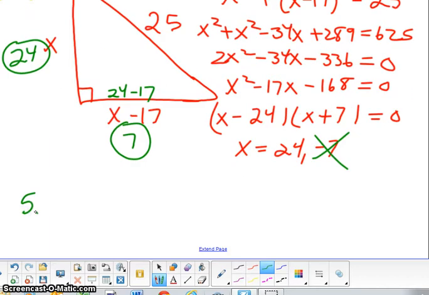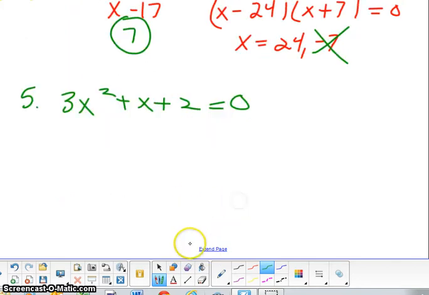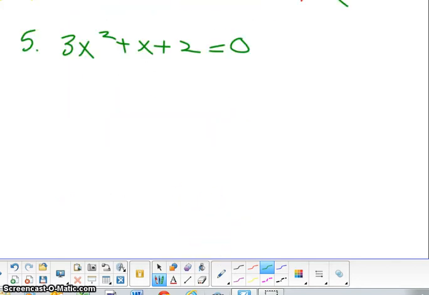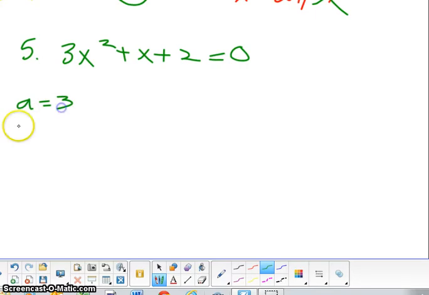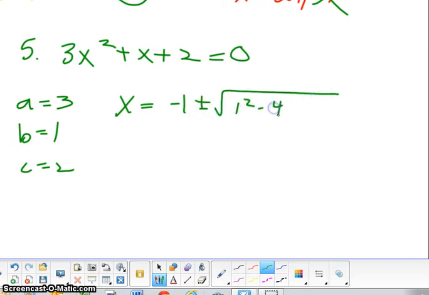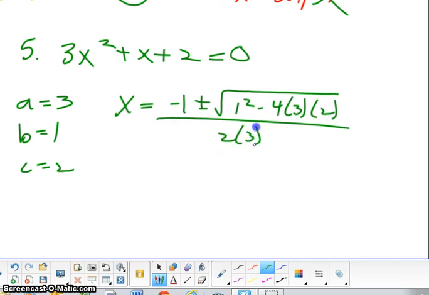Number 5, we have to solve by using the quadratic formula. On this one, it's important to list out the A, B, and C. A is going to be 3, B is going to be 1, and C is going to be 2. So then x equals opposite B plus or minus the square root of B squared minus 4AC all over 2A is what all of the values would look like.